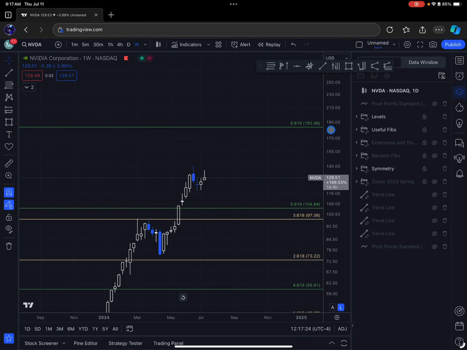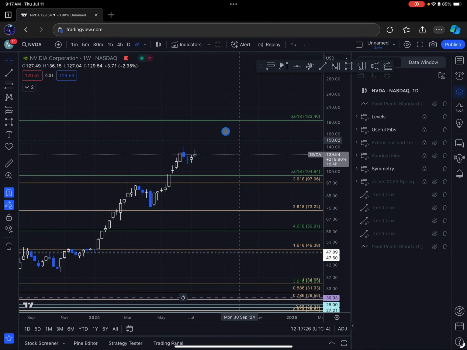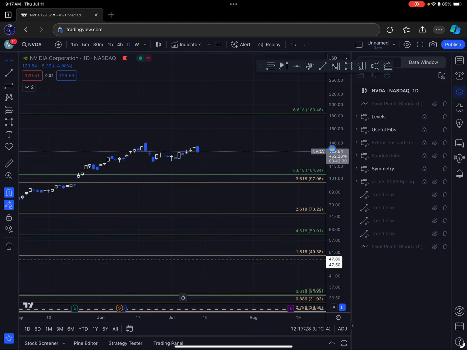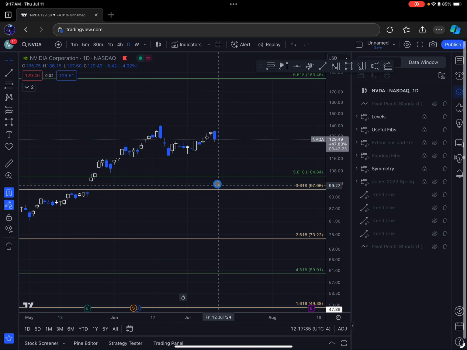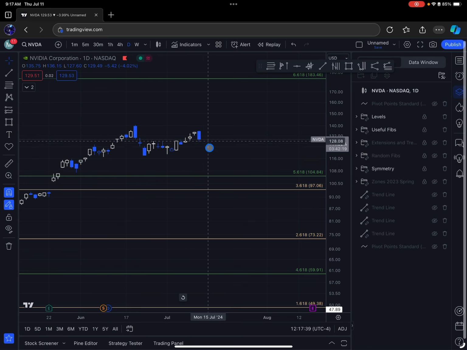Alright, hey guys, so I'm coming with you from NVDA right now on the weekly. Let's go to the daily. I talked about this on Monday, and I talked about a possible three-wave bounce and then breaching this low if we wanted to make a bigger zigzag, and then the low would be a measured move off this low.